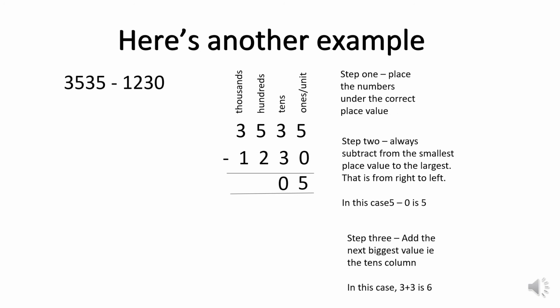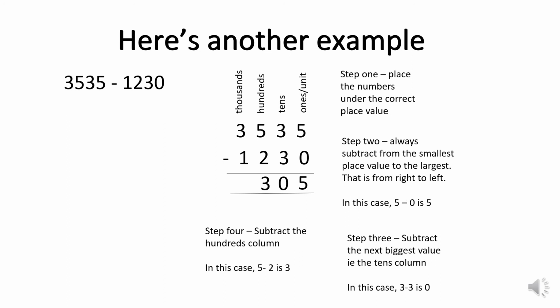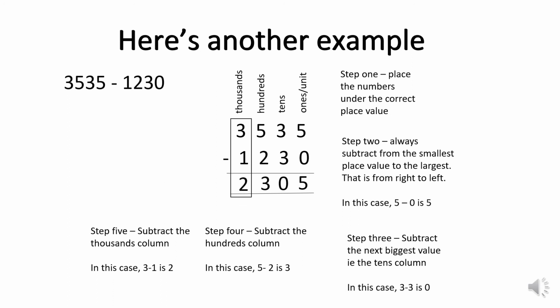Now we carry on with the hundreds position, which is 5 minus 2. That gives you 3. Finally, for this question, we do the last place value, the thousands place value. 3 minus 1. That gives you 2. And you write it after the equal sign. So that's the final answer. 2305. And that's all there is to it.